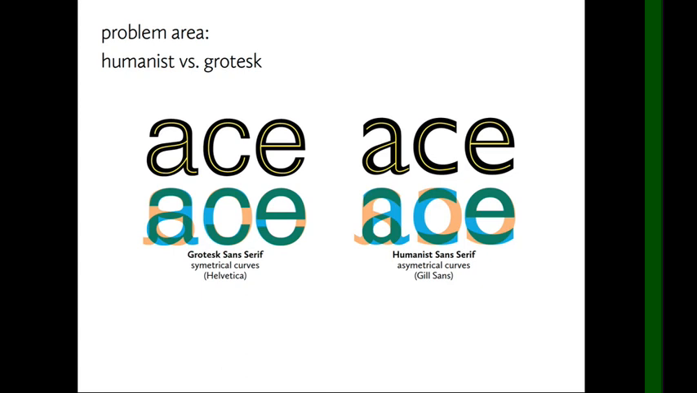You'll notice also the grotesque have very closed apertures. They have a narrow opening where there's an aperture. That's in our A, that's in our C, that's in our E. And then our humanist, the apertures are far more open. The finial strokes reach out, whereas the finial strokes in the grotesque reach inwards.